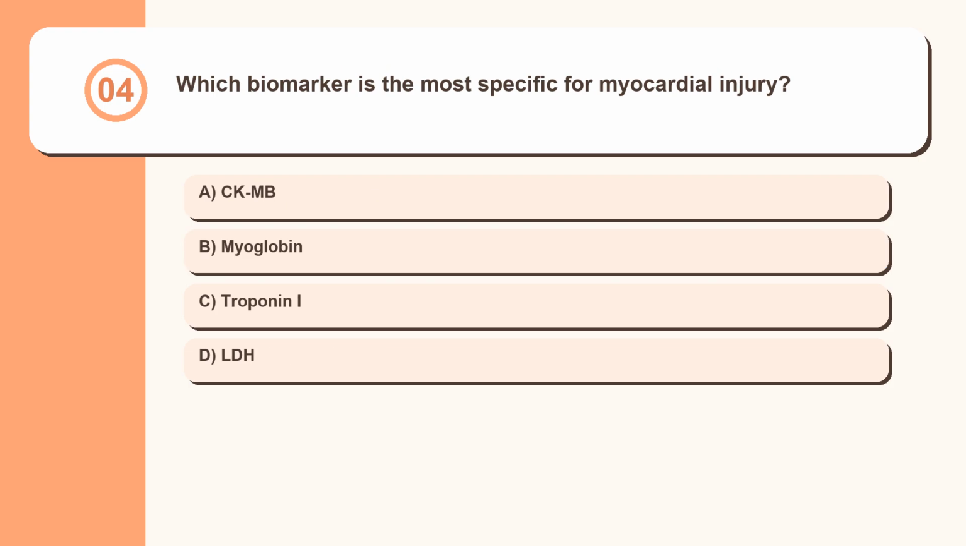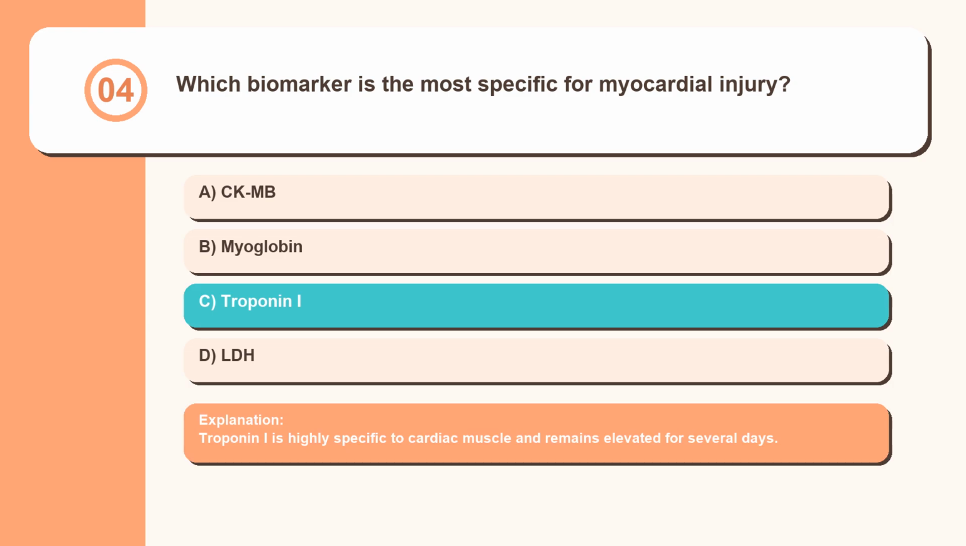Question 4. Which biomarker is the most specific for myocardial injury? CKMB, myoglobin, troponin I, LDH. Troponin I is highly specific to cardiac muscle and remains elevated for several days.